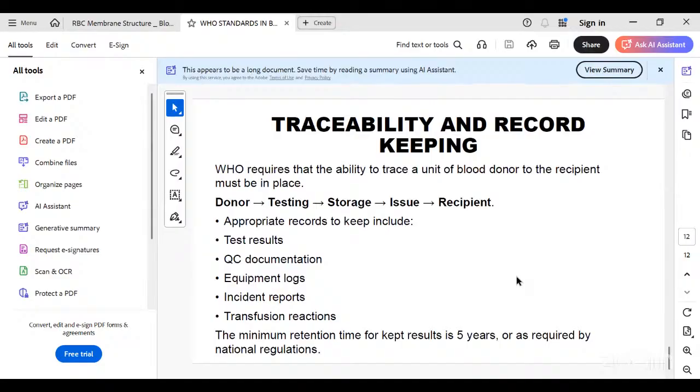So in doing that, we have to have appropriate records, in which we keep test results for all the tests performed on the blood, quality documentation, that is quality control performed on all the tests, equipment logs, incident reports if there's any incident, and transfusion reactions as well. All these records are expected to be kept for 5 years or more, depending on the national regulation of where the institution is located. Next slide.